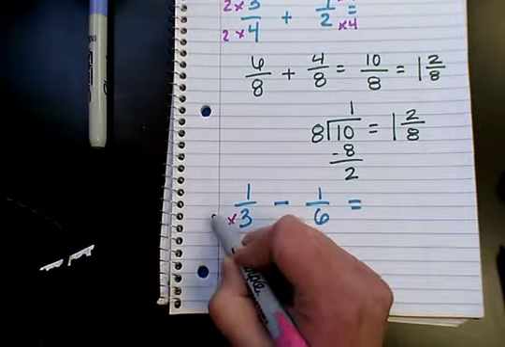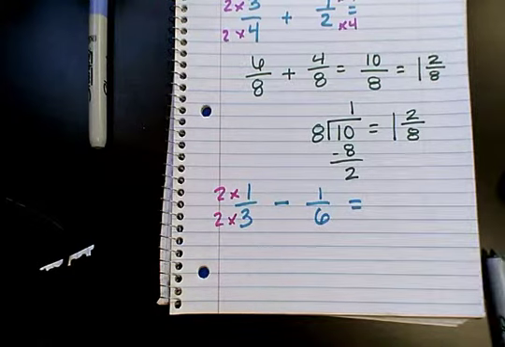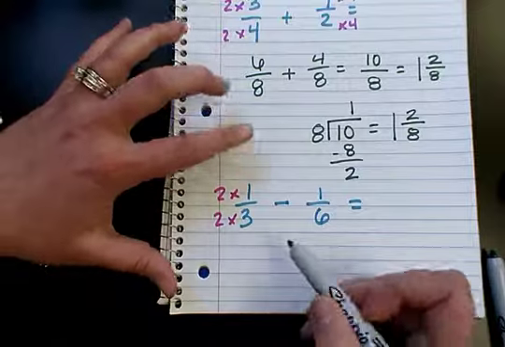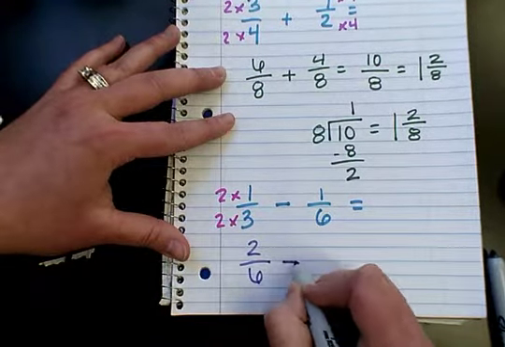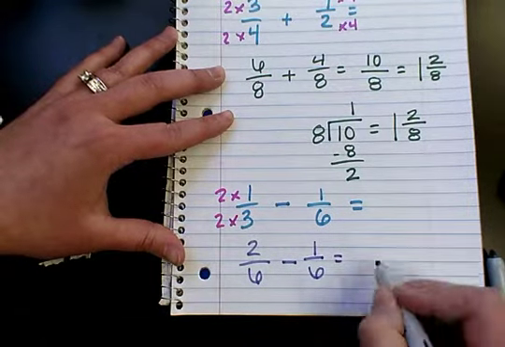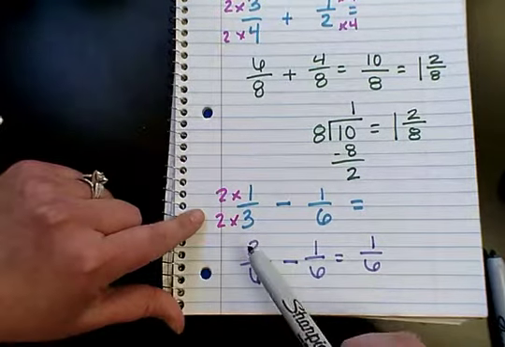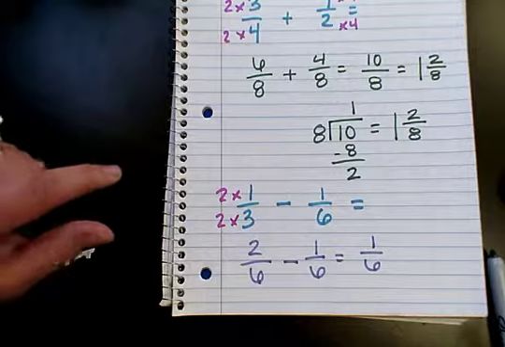If we multiply this by 2, then we can change this to be 6, and then we have a new common denominator. So 2 times 1 is 2. 2 times 3 is 6. And this still would be 1/6. So 2/6 minus 1/6 is 1/6. In this step, we only had to change one of the denominators. If we can do that, we would be better off with that.